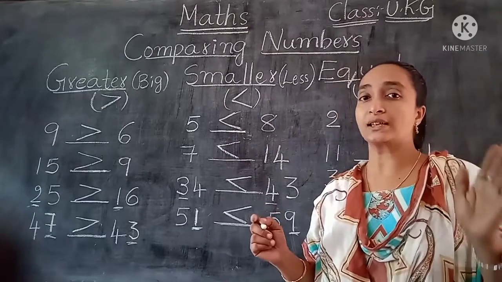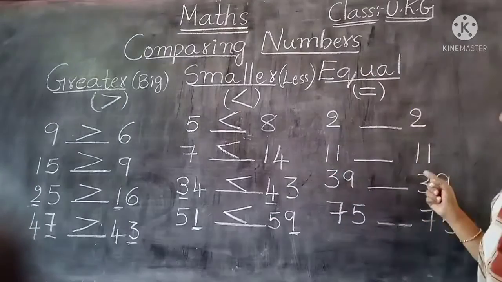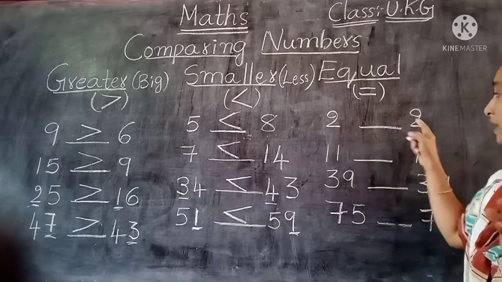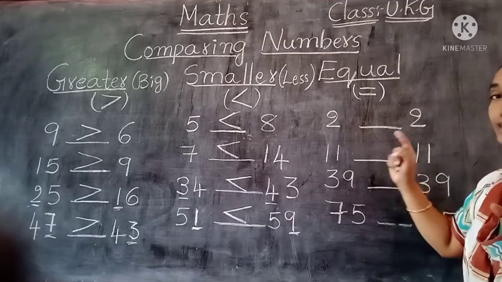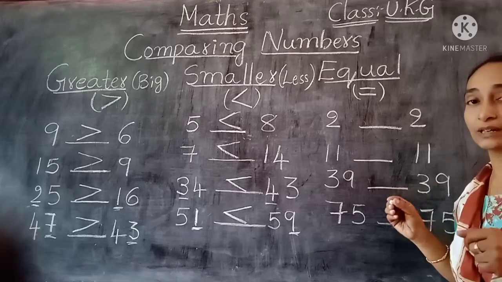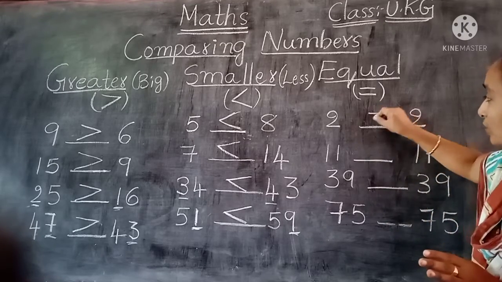Suppose both the sides, both the numbers are equal. Here we can see, suppose they both are the same. Here 2 and 2, this one also 2 and this side also 2. This is also a one digit number, one digit number. 2, same numbers we have. Then how could we keep the symbol there? Yes, here we have to keep the symbol equal.